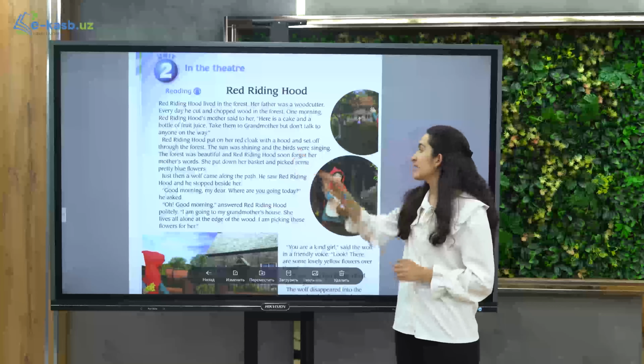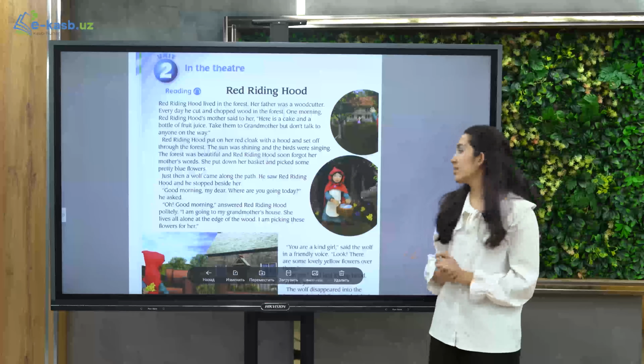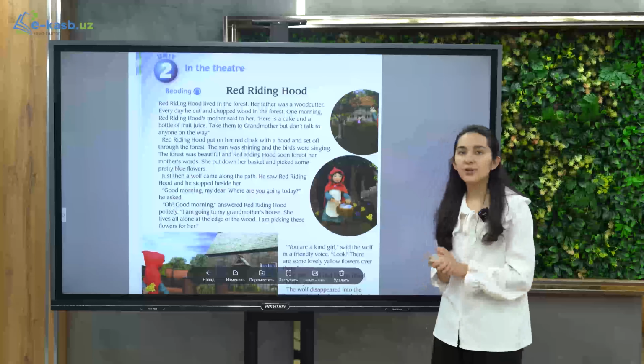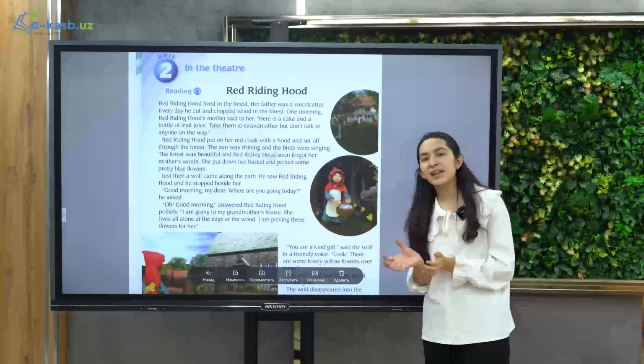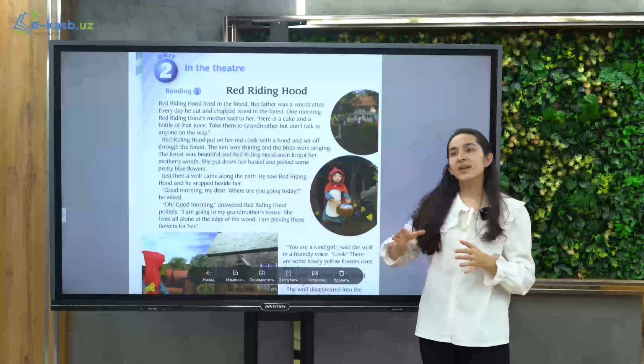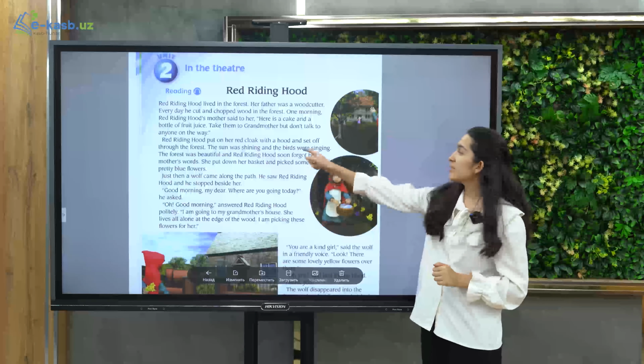So please pay attention. Here we have past continuous. Why do we use past continuous here? Because here they give extra details to the text. So when we give something extra, not the main idea of the text, but something additional, then we use past continuous.